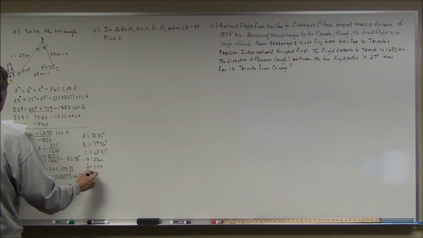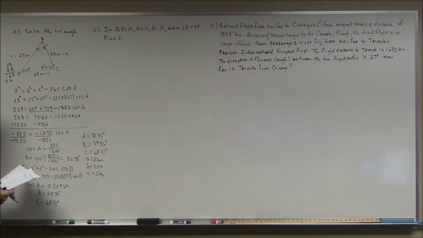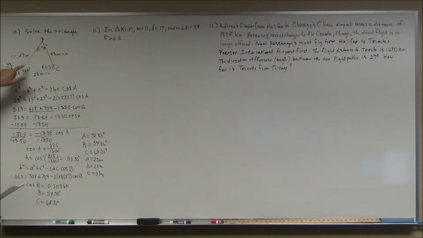C is 27 meters. Now, make sure that you put the A, B, and C on your diagram there because it's not labeled. I went ahead and put the A, B, and C down so that whoever's checking my paper can see which angles, which sides I'm referring to.